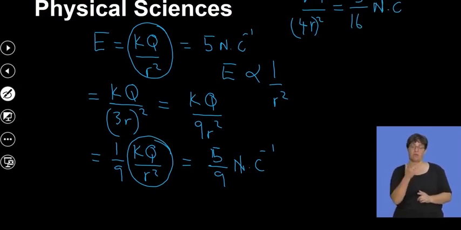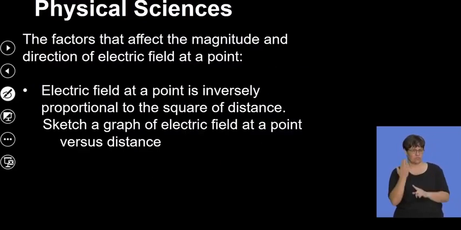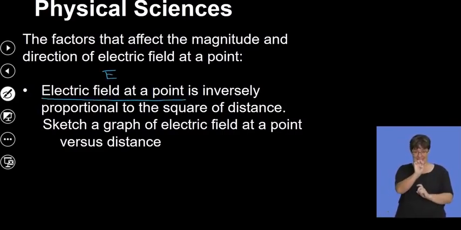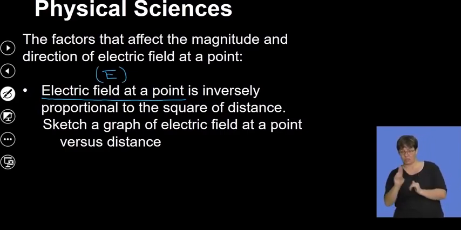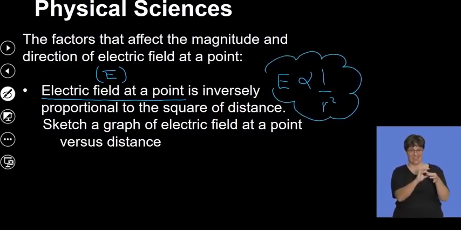Now, we can arrive at a point where we say, okay, so if that's the case, we've used the PhET simulation as we have shown earlier. So we are saying that one of the factors that affect the magnitude is actually the distance. So we've realized that the electric field at a point, this is our E, right, is inversely proportional to the square of the distance. Hence, we are saying E is inversely proportional to the square of the distance, right? So this is the mathematical relationship that we were trying to explore, right?